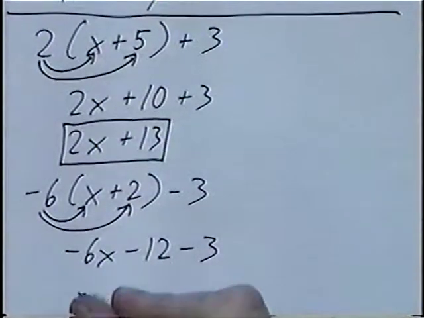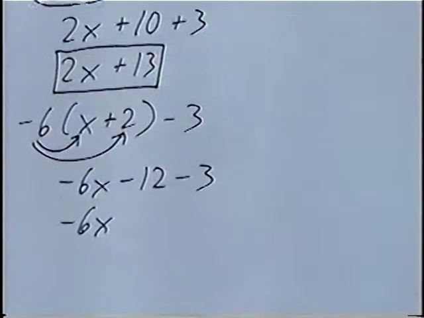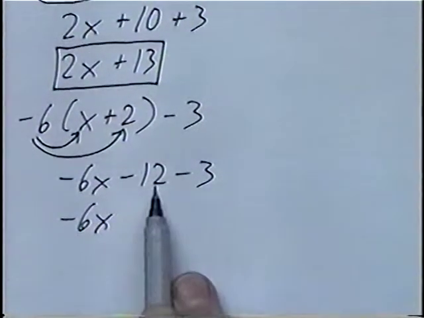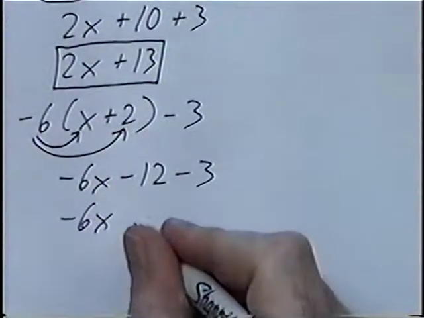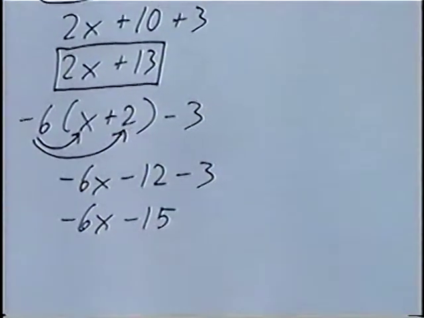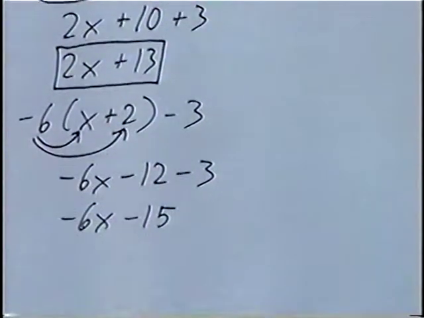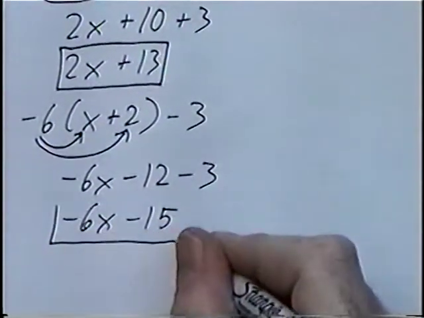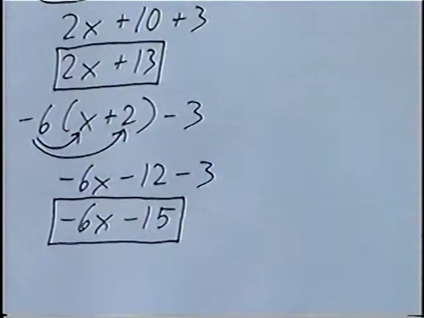And again, to combine like terms, negative 6x would stay the same. Negative 12 minus 3 would be negative 15. When we have these same signs, we'll add the numbers and keep the sign the same, the negative. So our final answer would be negative 6x minus 15.